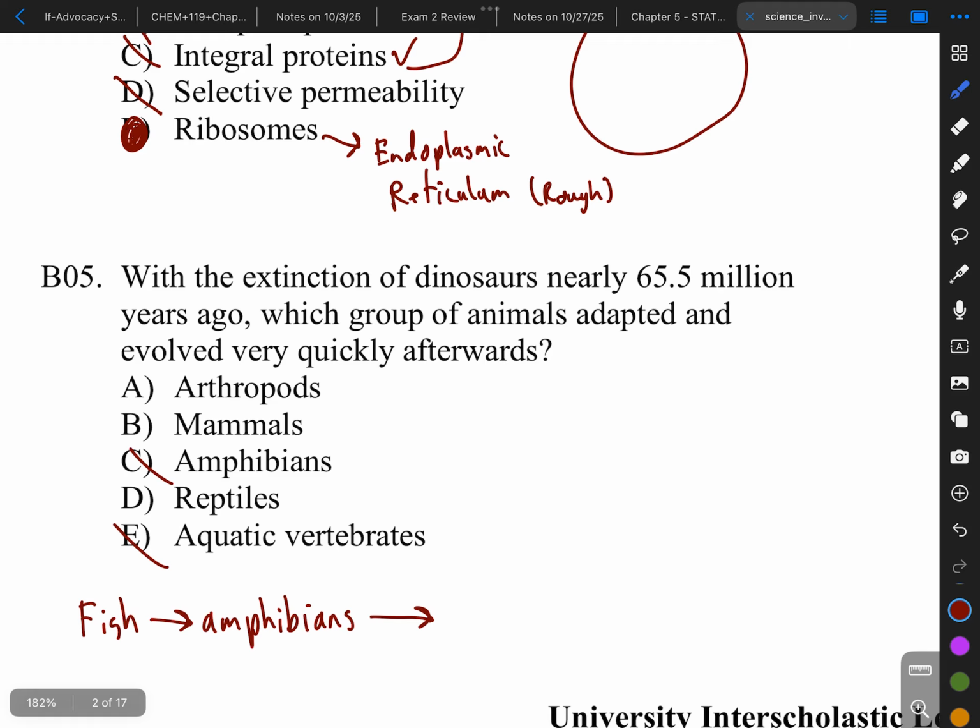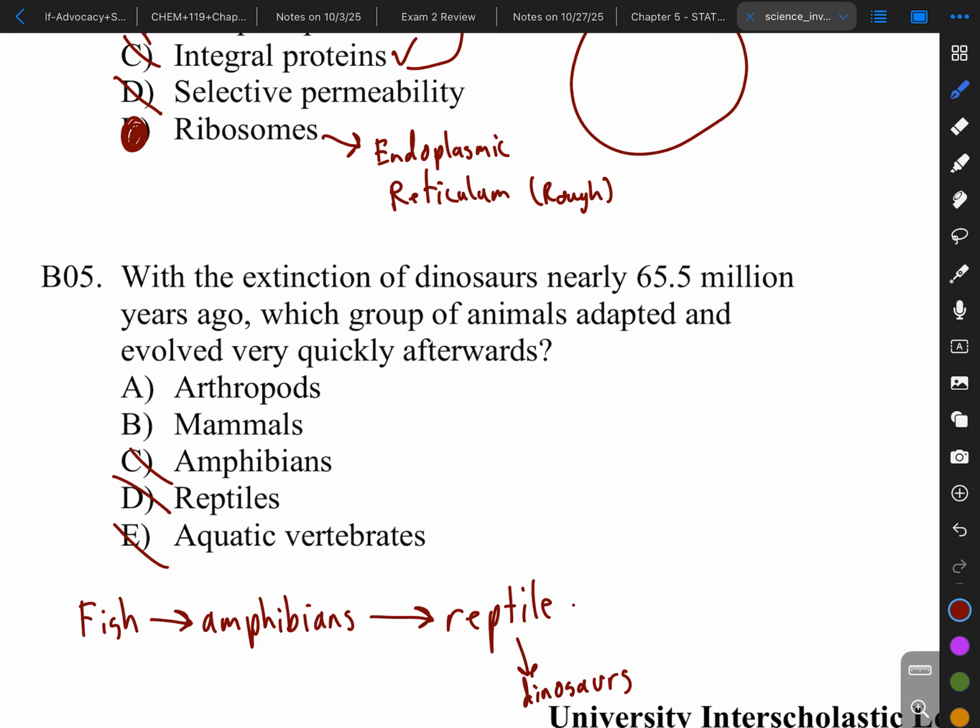Well, what do you think would have come next after amphibians? Well, first of all, we can also immediately cross out these two. After that, reptiles will be coming in because they share very similar characteristics to amphibians: 4 legs, mostly on land, but they do have lungs. And remember, dinosaurs fall in that category. So it would make no sense for reptiles to evolve after dinosaurs went extinct, when dinosaurs are a part of reptiles. So reptiles will be out.